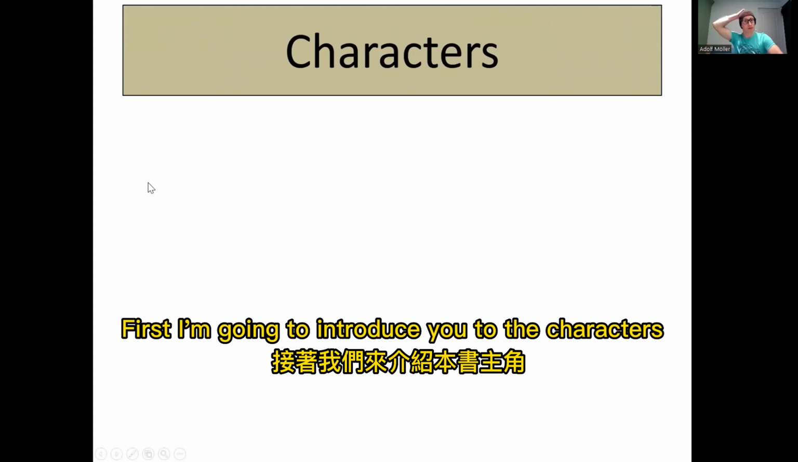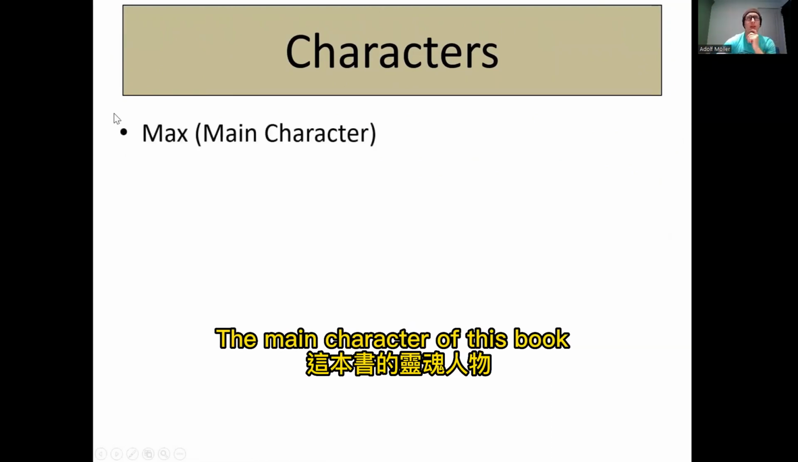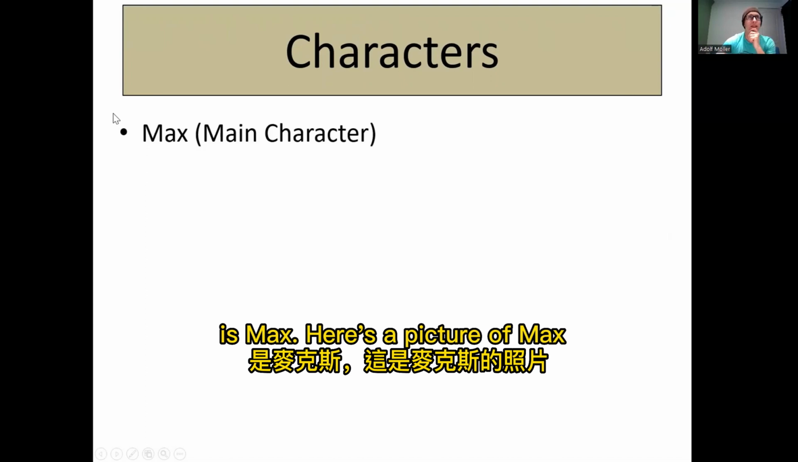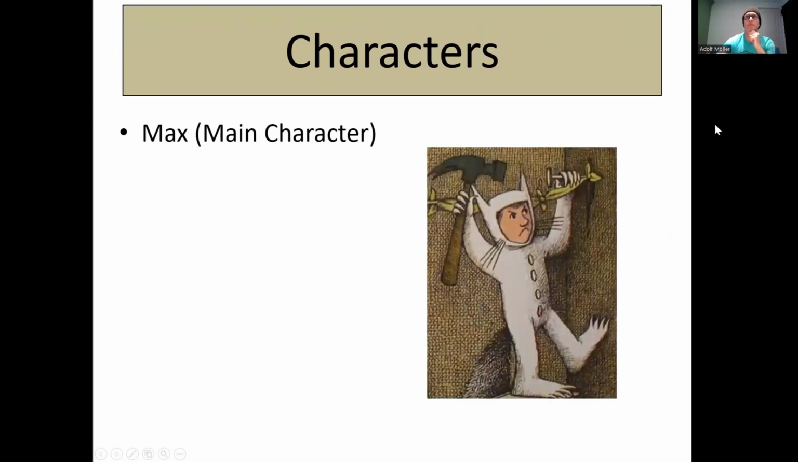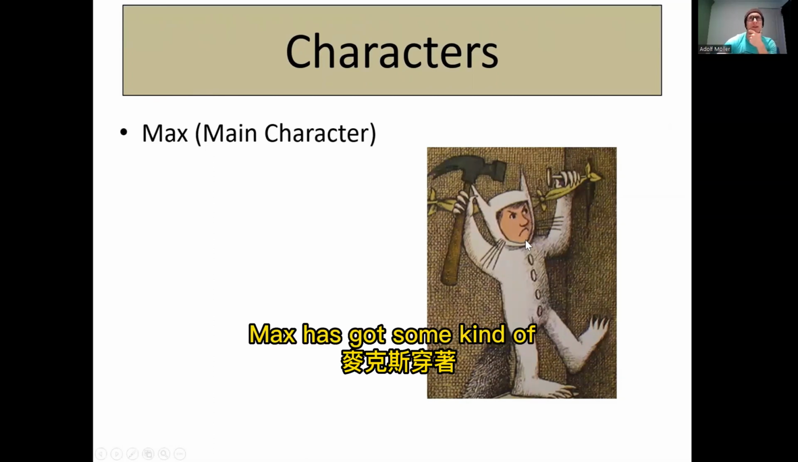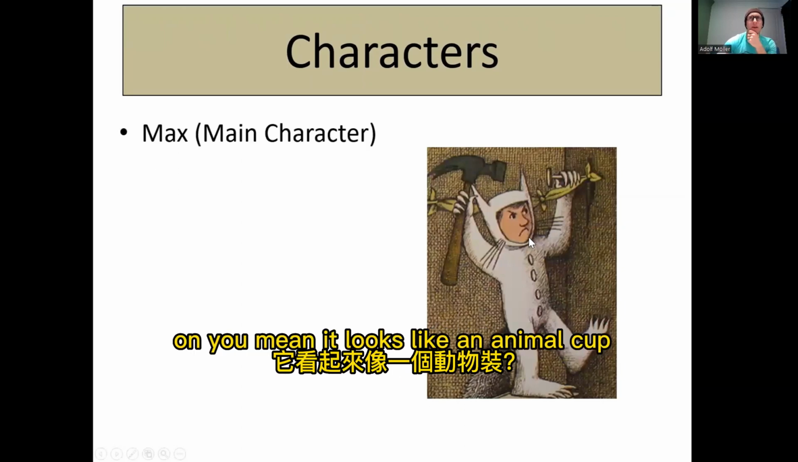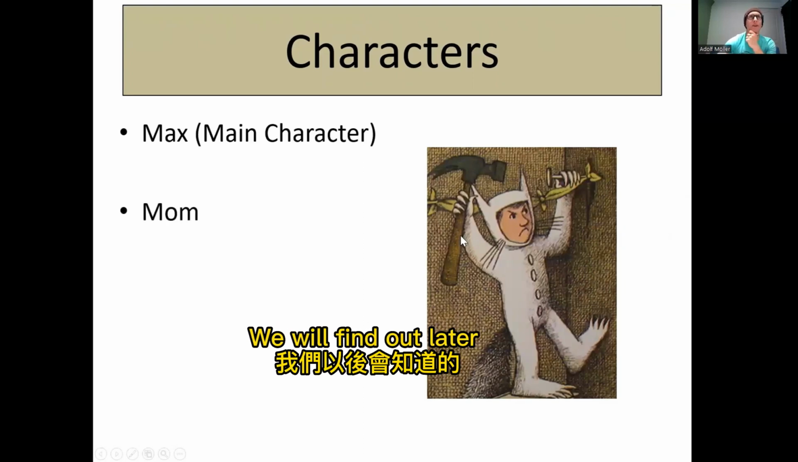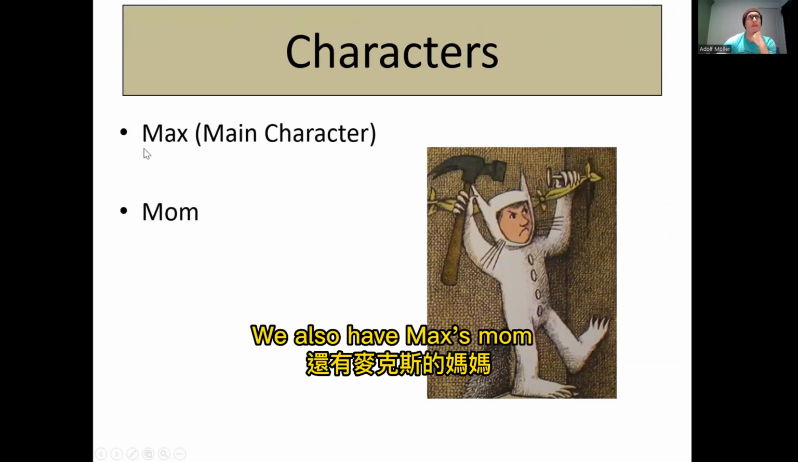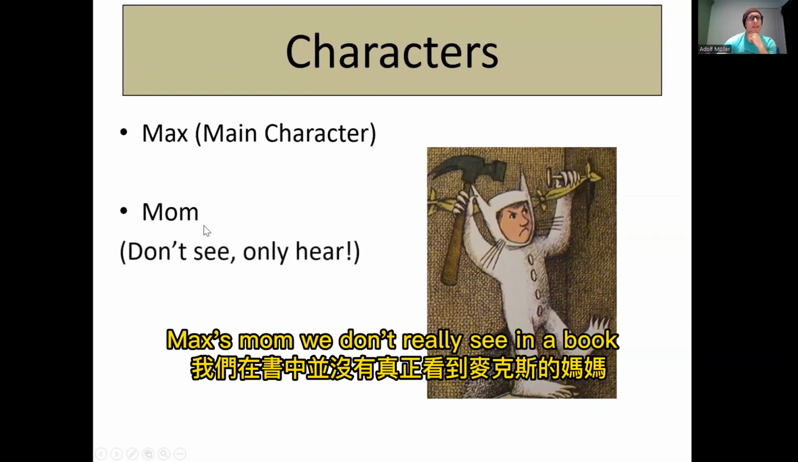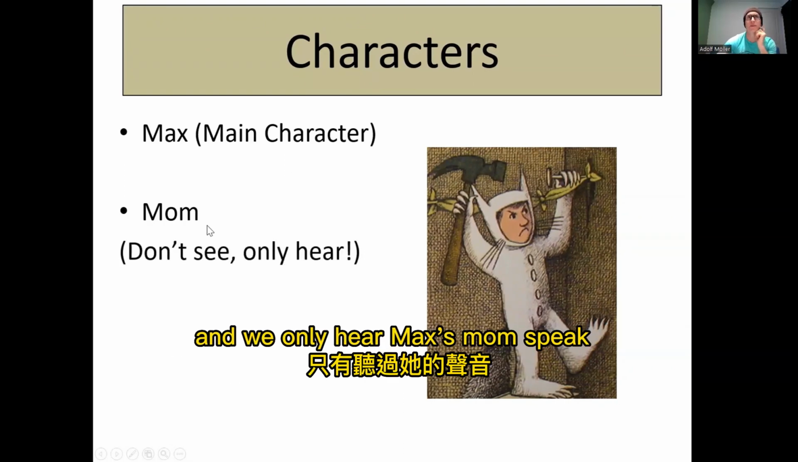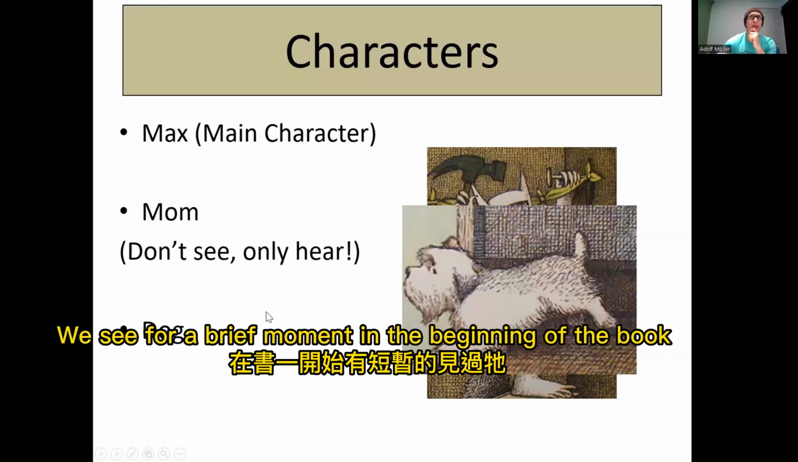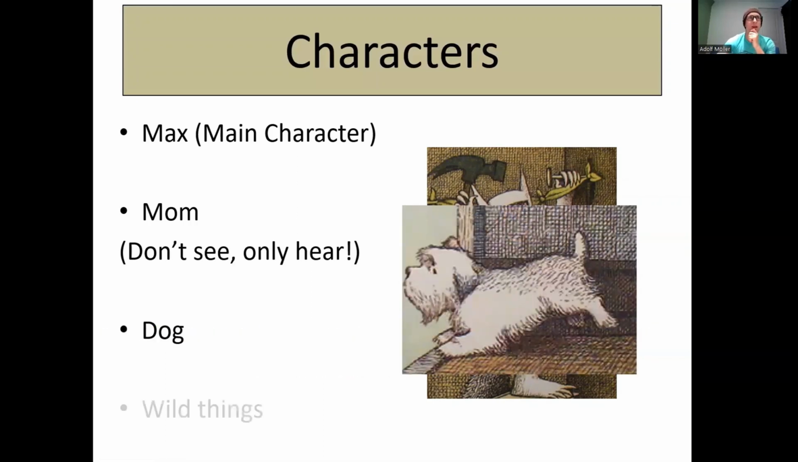First, I'm going to introduce you to the characters. The main character of this book is Max. Here's a picture of Max. Not me, Max. So it looks like Max has got some kind of costume on, and it looks like an animal color, right? Wonder why that is. We will find out later. We also have Max's mom. Max's mom we don't really see in the book, and we only hear Max's mom speak. There is Max's dog we see for a brief moment in the beginning of the book.